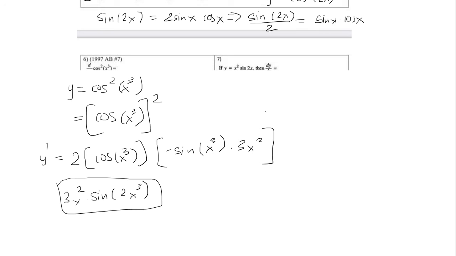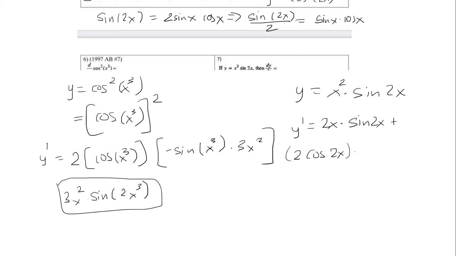Okay. Now for the last one, we have y equals x squared times sine 2x. So let me just write that out. This one we have to use the product rule. First take the derivative of x squared, which is 2x. Multiply that by sine 2x. Plus now we're going to take the derivative of sine 2x. We need to use the chain rule. Take the derivative of sine first, which is cosine. Keep the inside the same. Then you want to multiply by the derivative of the inside, which is 2. And then we need to multiply that by x squared.